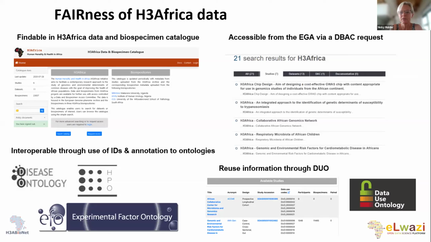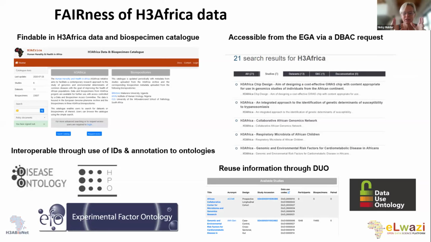So the data sets were all in the European Genome Phenome Archive, and then the catalog allows you to find the data sets and then actually submit a request. We made sure, obviously, because these were in the EGA, they had stable identifiers, and we also mapped them to ontologies. One of the ontologies, of course, was the DUO, the data use ontology, which provides reuse information. So what are you allowed to reuse the data for?